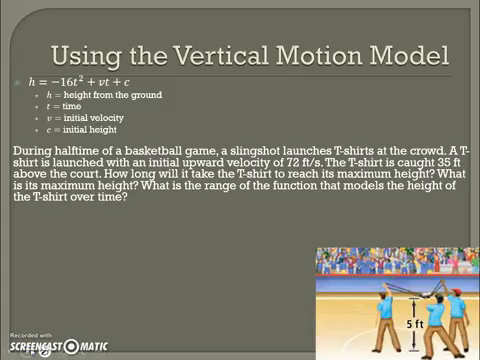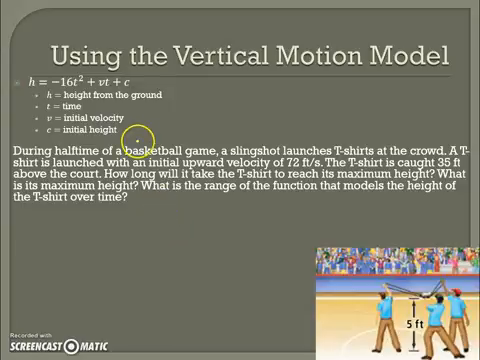All right, so you could use this thing called the vertical motion model. It says during halftime of a basketball game, a slingshot launches T-shirts at the crowd. A T-shirt is launched with an initial upward velocity of 72 feet per second. The T-shirt is caught 35 feet above the court. How long will it take the T-shirt to reach maximum height? What is its maximum height? What is the range of the function that models the height of the T-shirt over time?